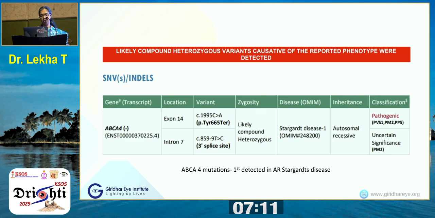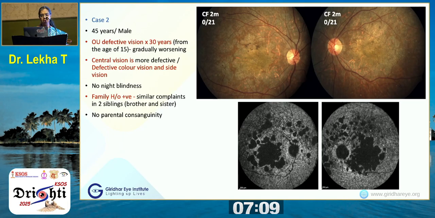All straightforward here. So this is a second case. He is a 45-year-old male, with defective vision since 30 years, again started by the second decade.